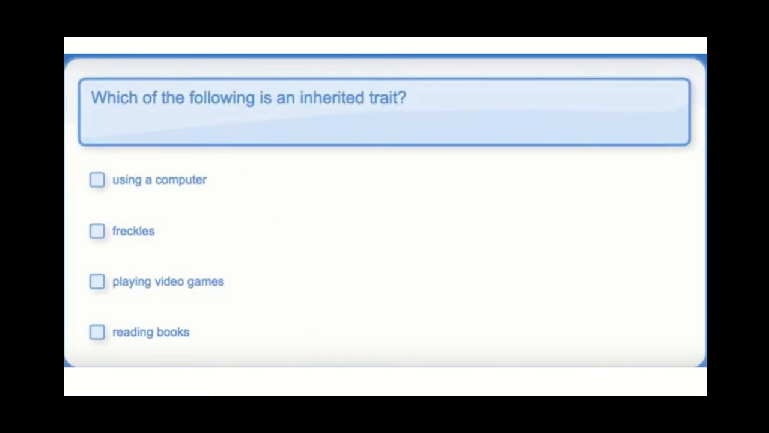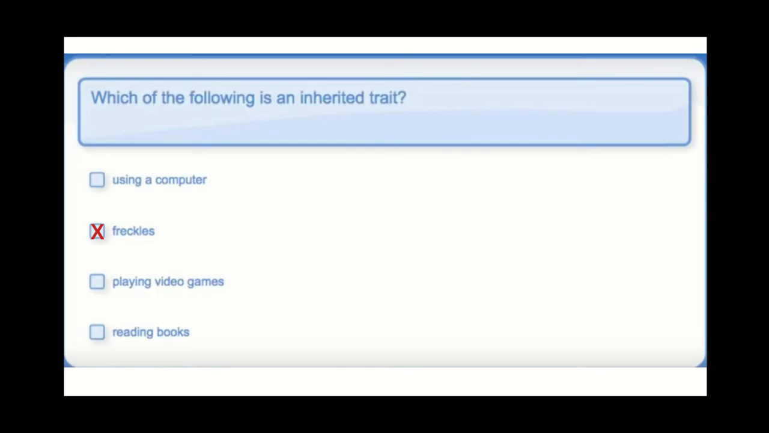Which of the following is an inherited trait? That means the trait that you get from your parents, inherited. Using a computer, freckles, playing video games, reading books. Freckles. Freckles is the correct answer. What are freckles? These are small brown dots that you have on your face. You get them from your parents or from your family, like I also said in the video before, grandparents or parents.